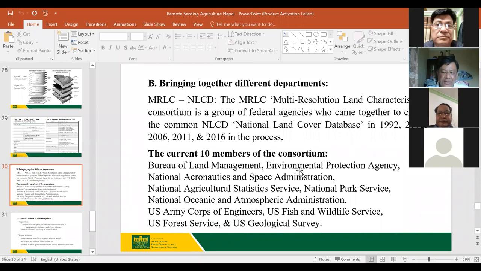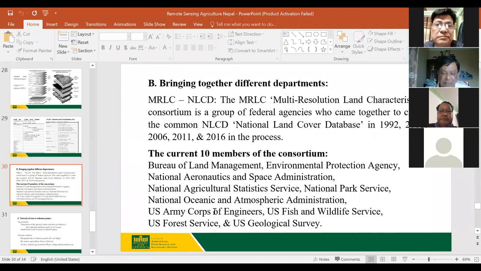So I'm giving an example from the United States. What they have done is they have brought 10 members of a consortium. So 10 American organizations came together. Here you go: Bureau of Land Management, Environmental Protection Agency, National Aeronautics and Space Administration, National Agricultural Statistics Service, Oceanic and Atmospheric Administration, Army Corps of Engineers, U.S. Fish and Wildlife, Forest Service, and Geological Survey, and so on and so forth. So there are 10 of them.